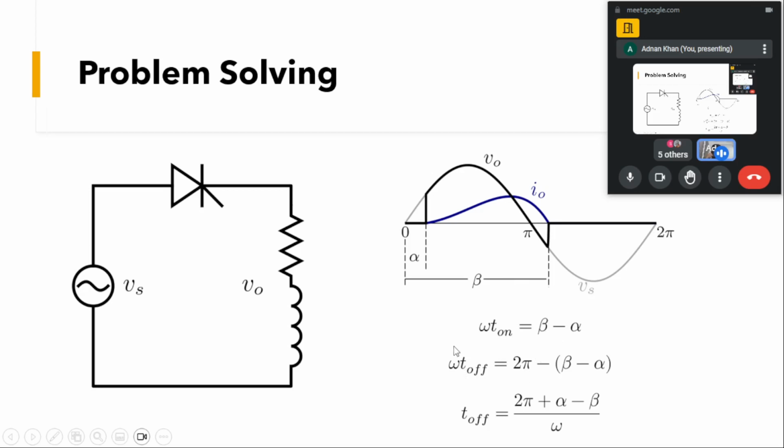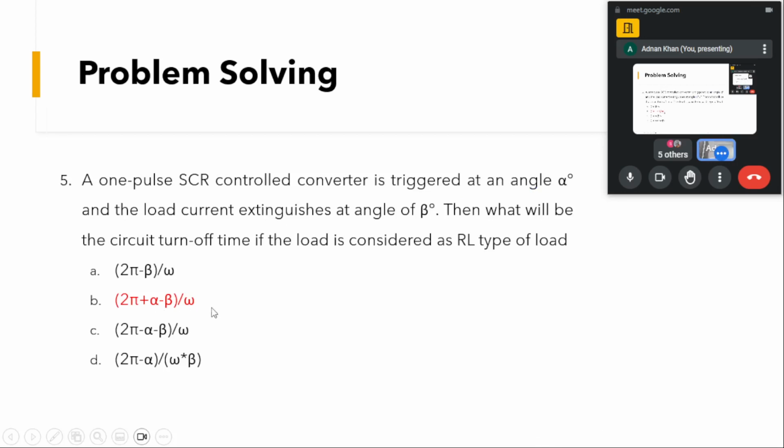Now for the off period, we know that on it will be for beta minus alpha. Now off it will be from 2 pi minus (beta minus alpha). Now if you solve this, theta, as you know, is omega t. From here what we can calculate is t off. So t off will be equal to (2 pi plus alpha minus beta) divided by omega. So option B is correct.